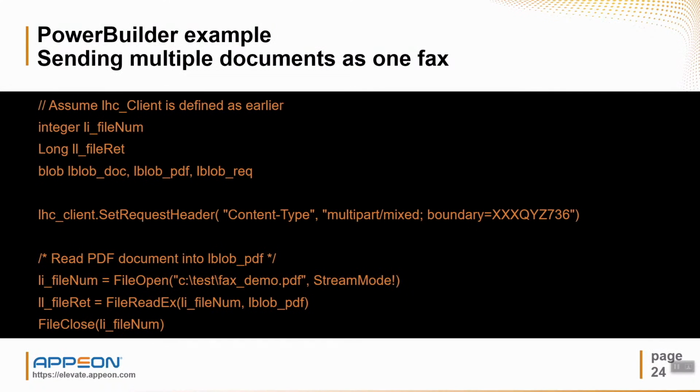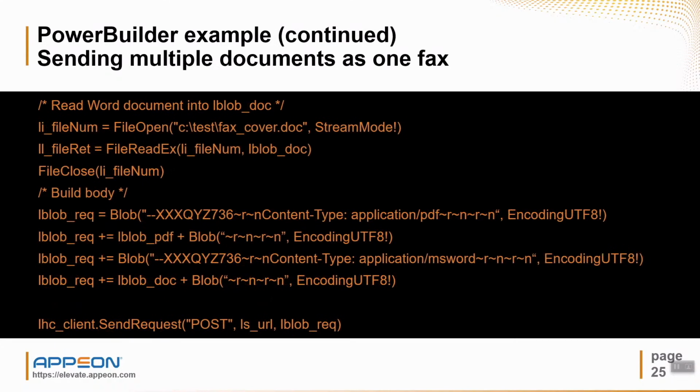So let's look at the PowerScript for that. We're going to set the request header content type to multi-part mixed with our boundary definition. We're going to read the PDF document into a blob. Read the Word document into a different blob. Then we're going to build our request blob by just concatenating all those different sections. And we won't go line by line, but you can get the gist of what's happening. And then we'll call send request, a post method with a URL, and that blob containing 2 documents.